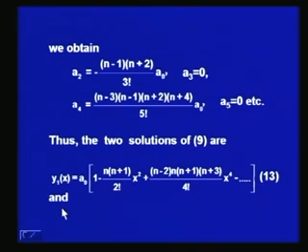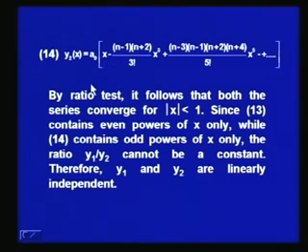And for m equal to 1 we get the solution y2(x) = a naught [x - (n-1)(n+2)/3! x^3 + (n-3)(n-1)(n+2)(n+4)/5! x^5 - ...] and so on. Now, when we apply the ratio test to this infinite series, it follows that they converge for mod of x less than 1.